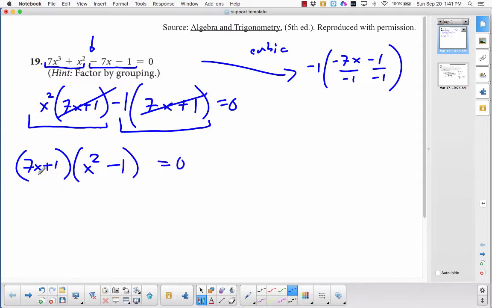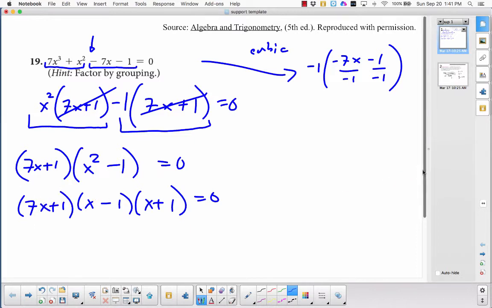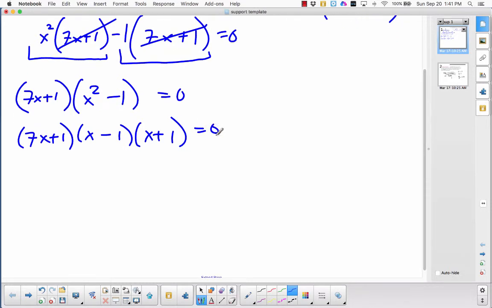So now I've got a linear factor, and this is a quadratic factor. This is a difference of squares, so I can separate it into x minus 1, x plus 1 equals 0. And this one I just leave as is. Now I have three linear factors. Now I can solve them according to the 0 property.